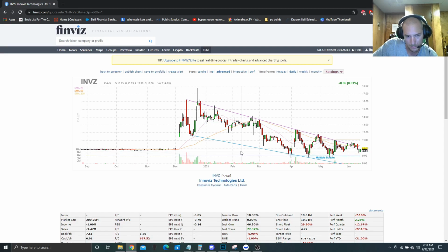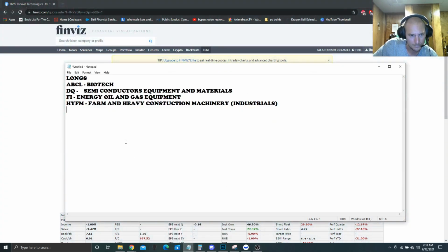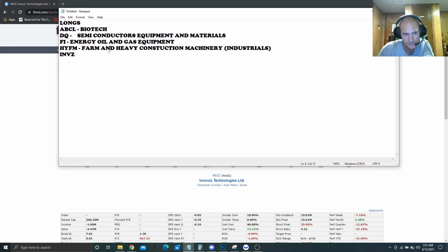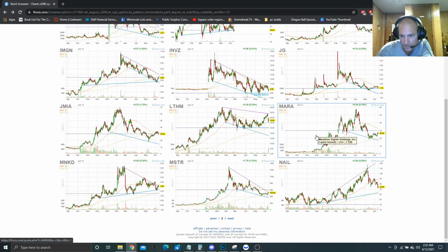I like this. INVZ looks decent. Let me move this just a bit so that I can actually see the sector. There we go. And this is auto parts. That's a good one. I like that.